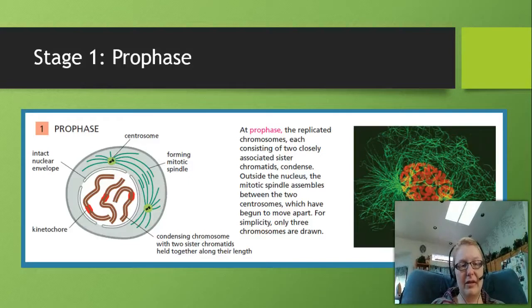What's also forming is the centrosomes. And so we have the centrosomes, and then we have the asters that are forming where the mitotic spindles are coming out. And these are going to start moving towards the poles.